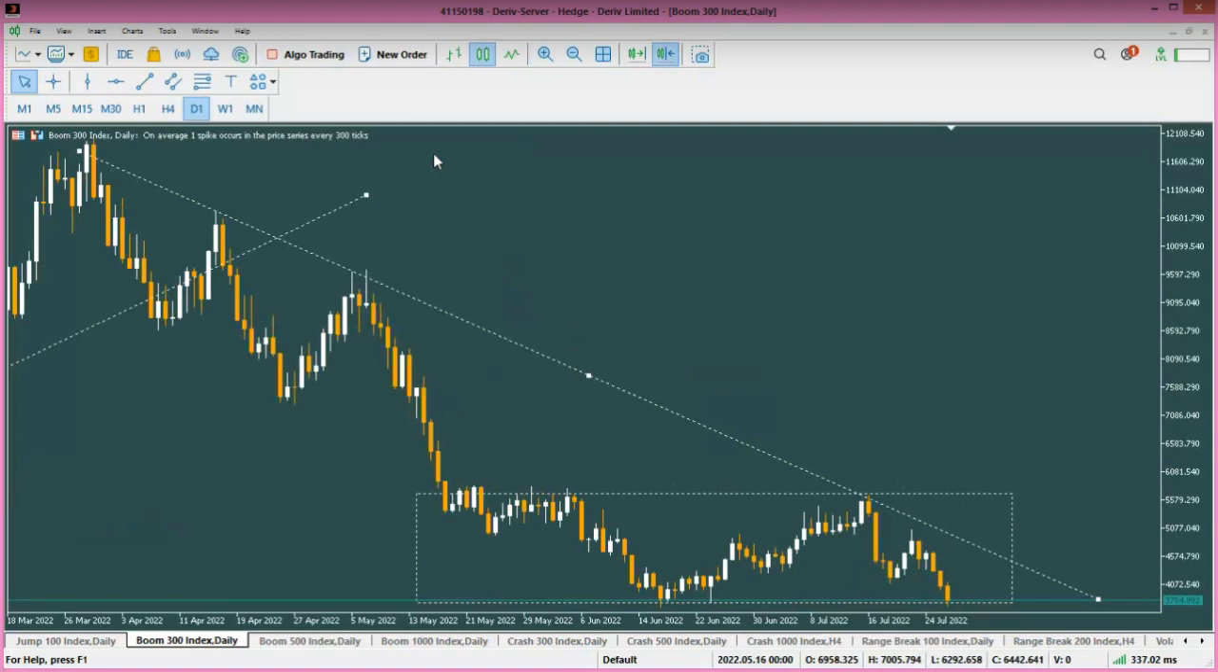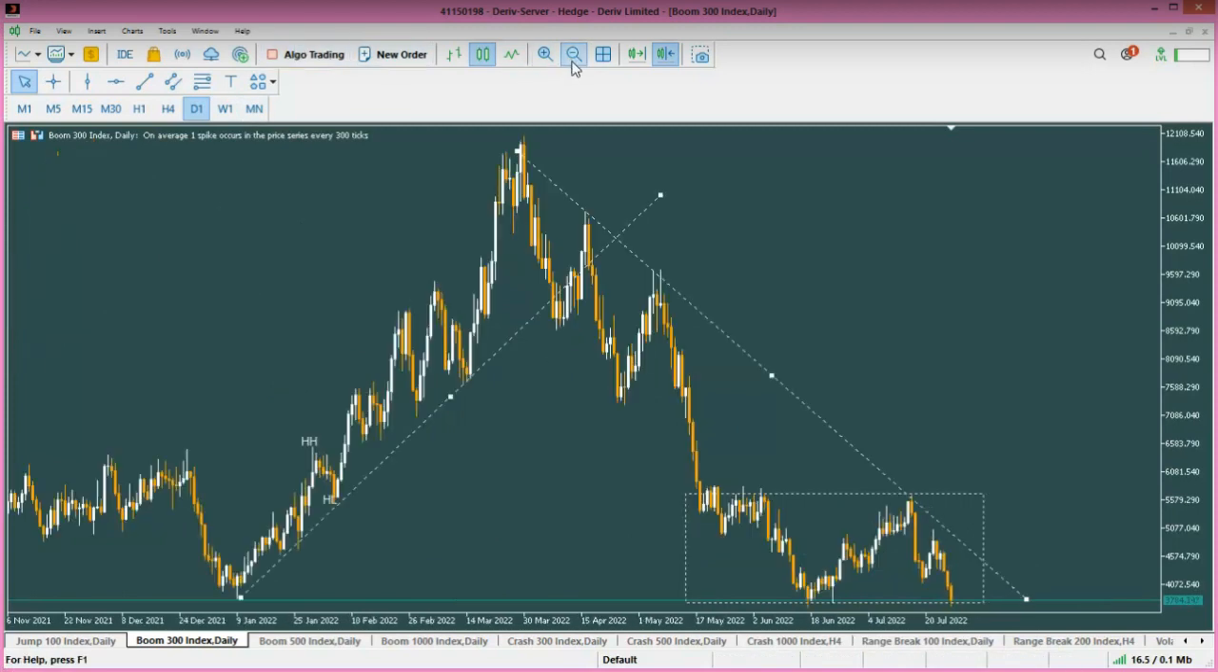Trending markets are simply characterized by a repeating pattern of higher highs and higher lows in an uptrending market, and lower highs and lower lows in a downtrending market. Let us check what we mean by that.